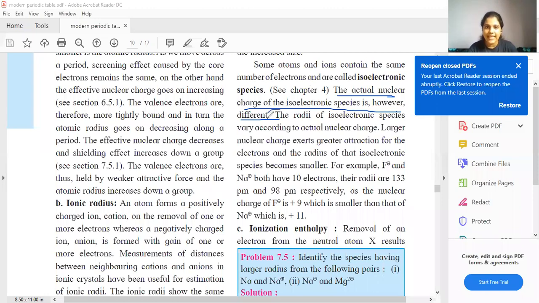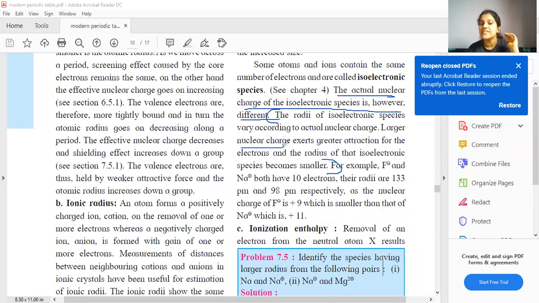Then I want you to mark this next point from here till here. Okay, let us read what is written. The radii of isoelectronic species vary according to the actual nuclear charge. Larger nuclear charge exerts greater attraction for the electrons and the radius of the isoelectronic species becomes small. Students, see, we are discussing ionic radii, right? So basically, we are discussing the size factor. What are isoelectronic species? Species that have the same number of electrons. Even if the number of electrons is the same, their nuclear charge is different. Okay, so the size is going to entirely depend on the nuclear charge. That is what is written over here.